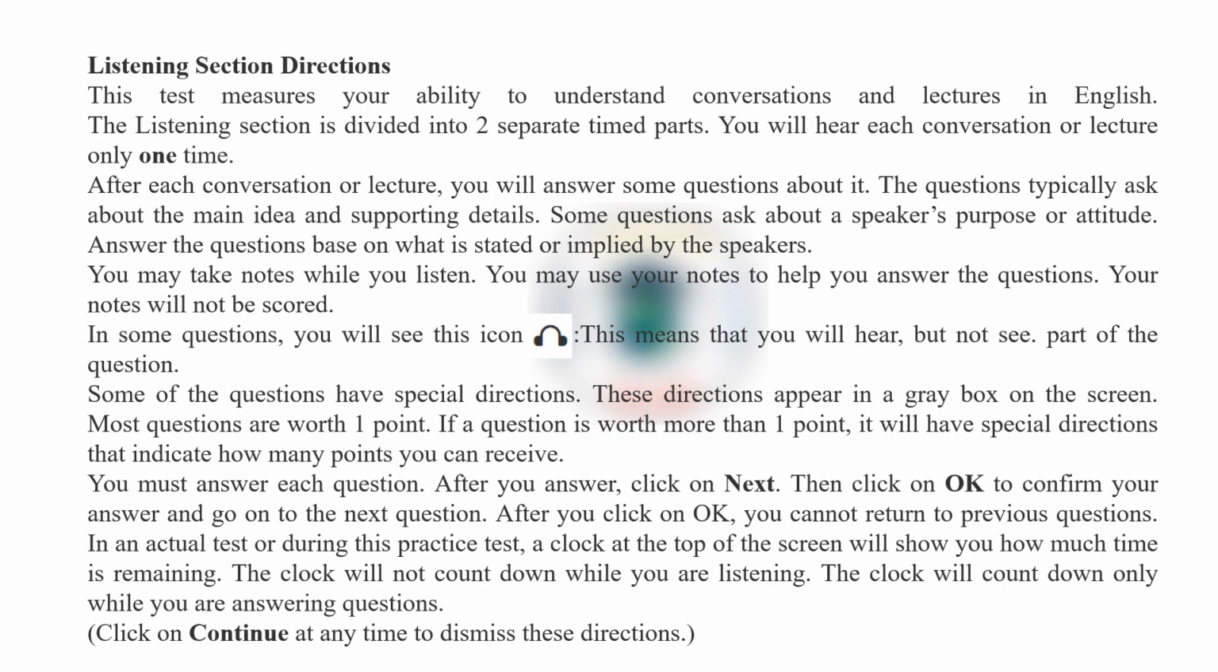In some questions, you will see this icon. This means that you will hear, but not see, part of the question. Some of the questions have special directions. These directions appear in a gray box on the screen. Most questions are worth 1 point. If a question is worth more than 1 point, it will have special directions that indicate how many points you can receive. You must answer each question. After you answer, click on Next, then click on OK to confirm your answer and go on to the next question. After you click on OK, you cannot return to previous questions.